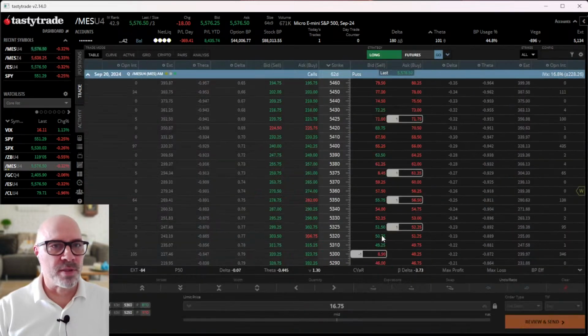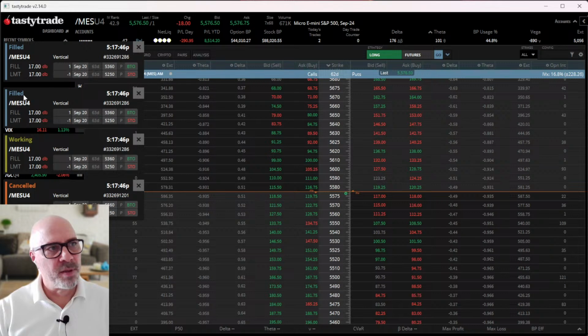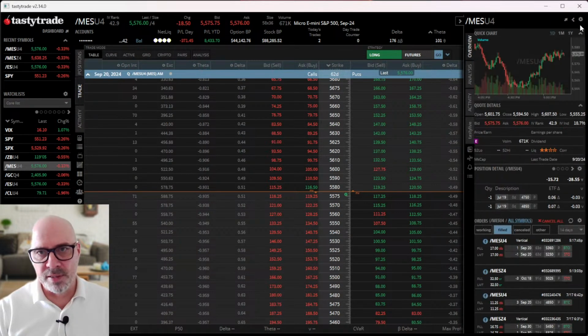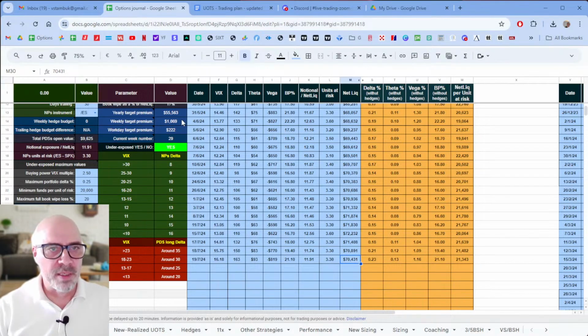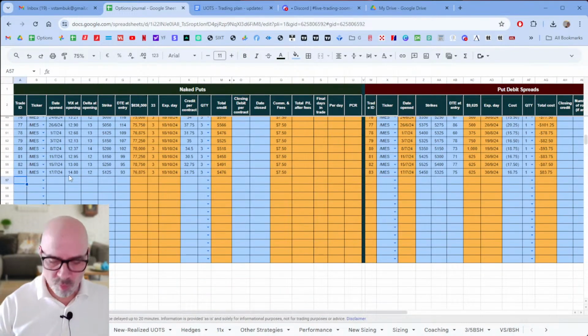Working, so let's replace, let's try offer a little bit more money. Okay, so we closed that for 17. So let's open this, and then let's go to this and record this trade so that we complete the circle. So this will be trade 84 in MES, today's date.